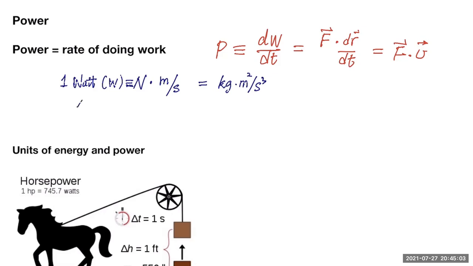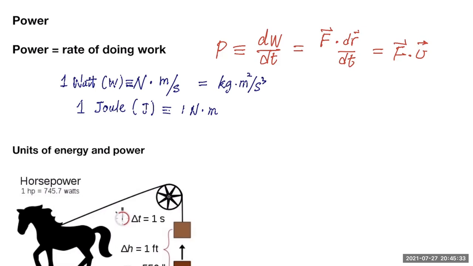So 1 joule, named after another physicist, James Prescott Joule, or capital J for short, is defined as 1 Newton times meter. That is the SI unit of energy. So we can also write down 1 watt as 1 joule per second. If you do 1 joule of work per second, then the power delivered by you is 1 watt.